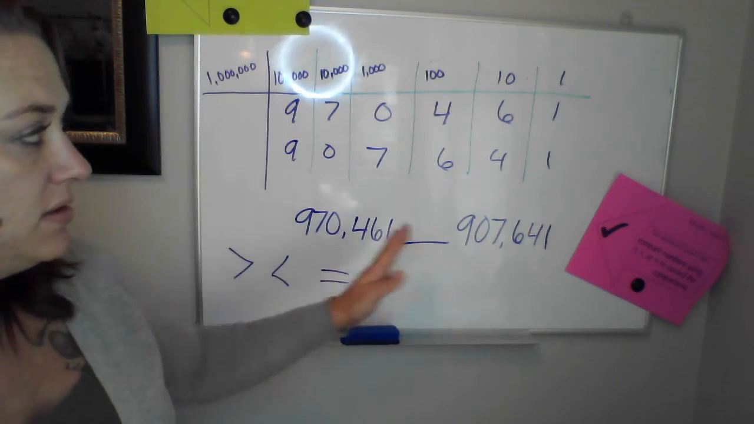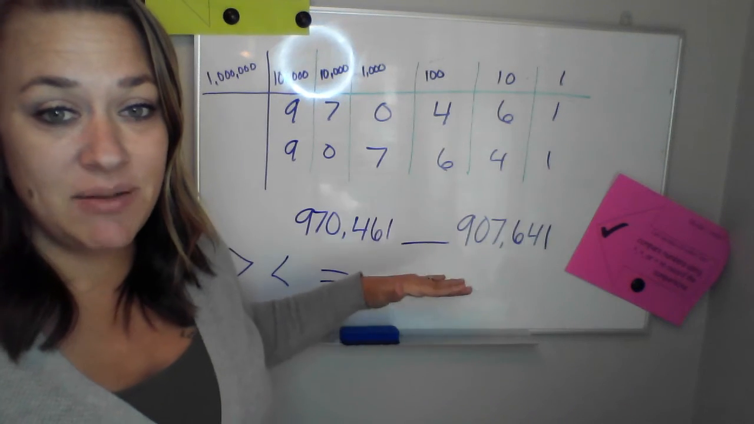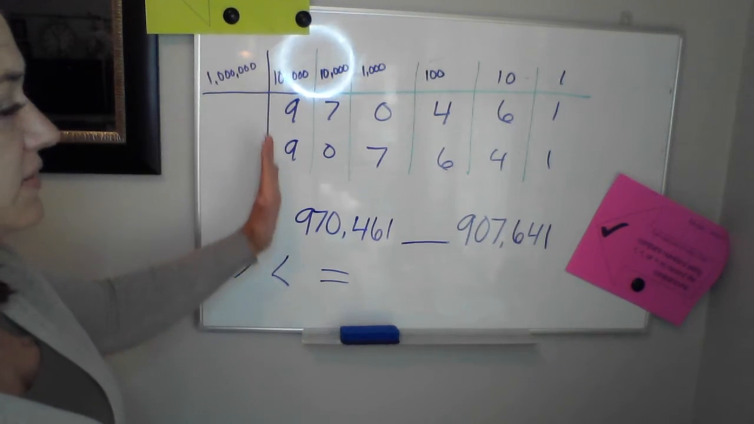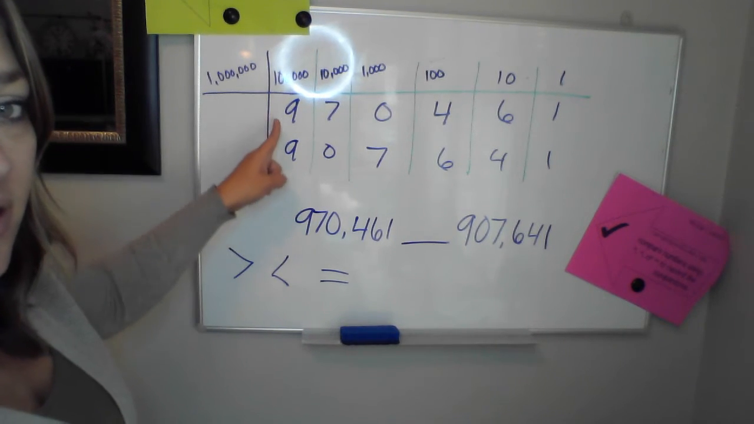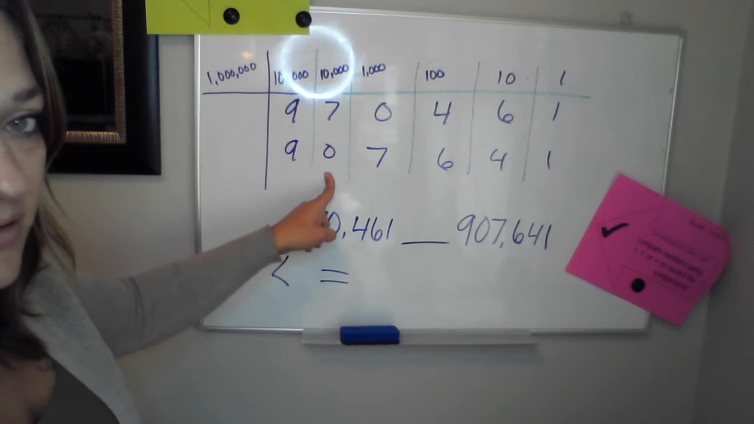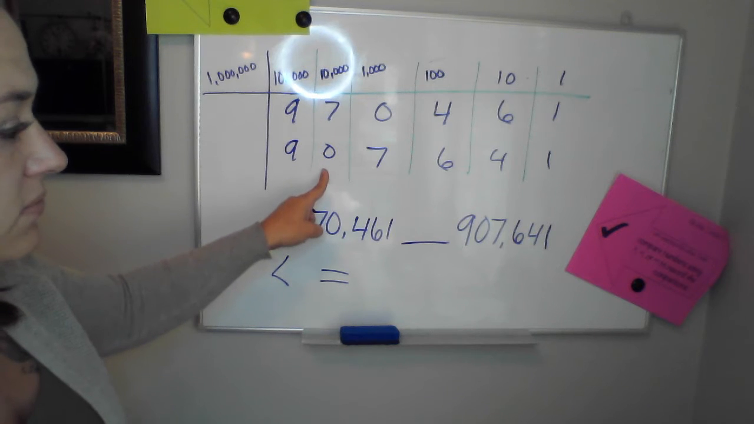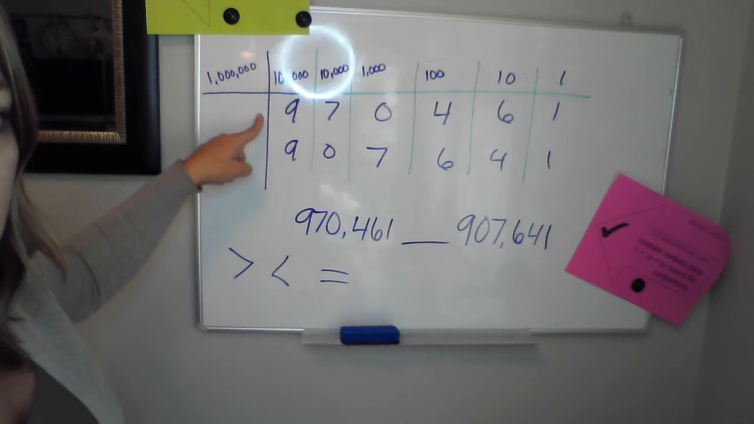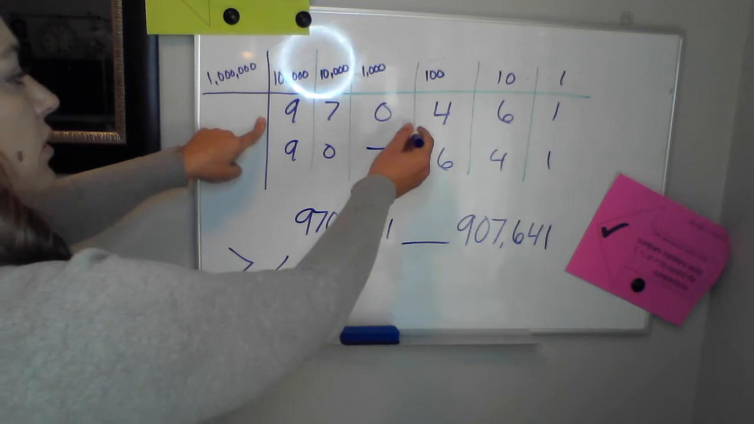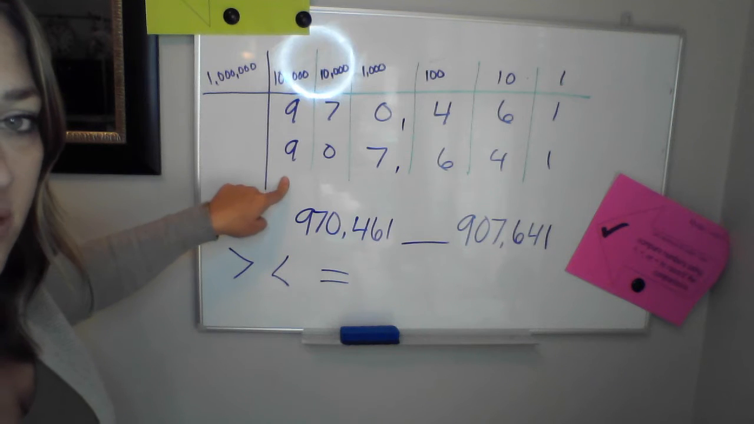Okay, so here's a really good reason why we always need to start at the largest. You guys might look at the smallest unit and say, oh, those are equal. But when we look at these numbers, they're definitely not equal. My 100,000 place is the largest unit, but I have the same digits. So I need to move to the right. Now I have 7 10,000s and 0. So which one's larger? 970,461 or 907,641?